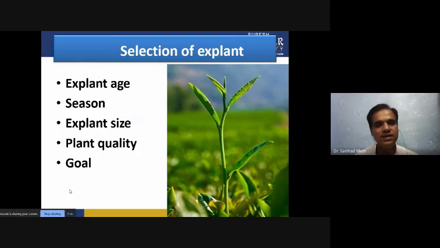Now the first characteristic is explant age. Always consider that the mother plant should not be very old, and it should not be very young. A middle-aged plant is the most suitable for the collection of the explant. Then the season also has an impact on the explant growth in an artificial environment.